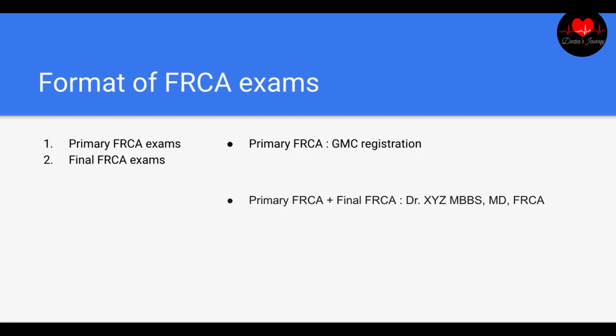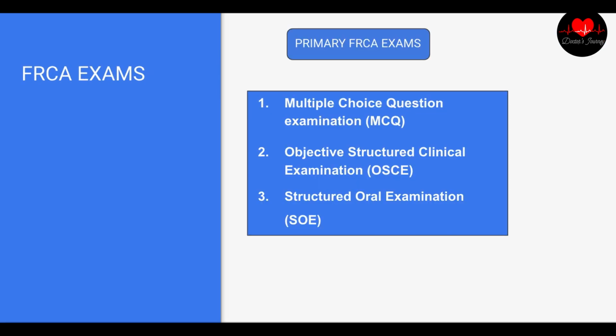As my aim is GMC registration and how I can get it, I'm going to talk more about the primary FRCA exams. There are three components in the primary FRCA exams: one theory exam, one OSCE exam, that is objective structured clinical examination, and one SOE exam, that is structured oral examination. To get the GMC registration, I need to clear all three of these exams to say that I have passed the primary FRCA exams. Only then can I apply for GMC registration.